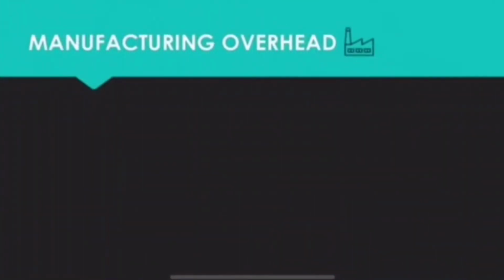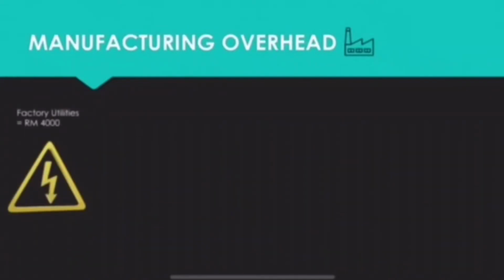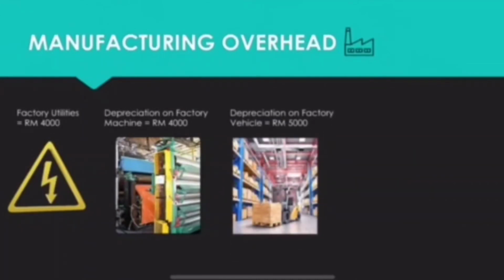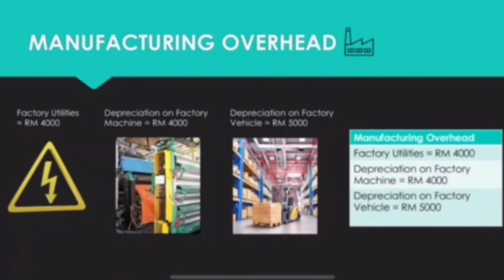Third step, let's identify the manufacturing overhead costs that occur in the production process. Since we are using machines to produce massively, obviously we need electricity too, so the factory utilities are about 4000 ringgit. Other than that, depreciation on factory machines is around 4000 ringgit also. Plus, factory vehicles such as a small truck used to carry the books depreciate at 5,000 per year, and then we also list this cost in the column below.